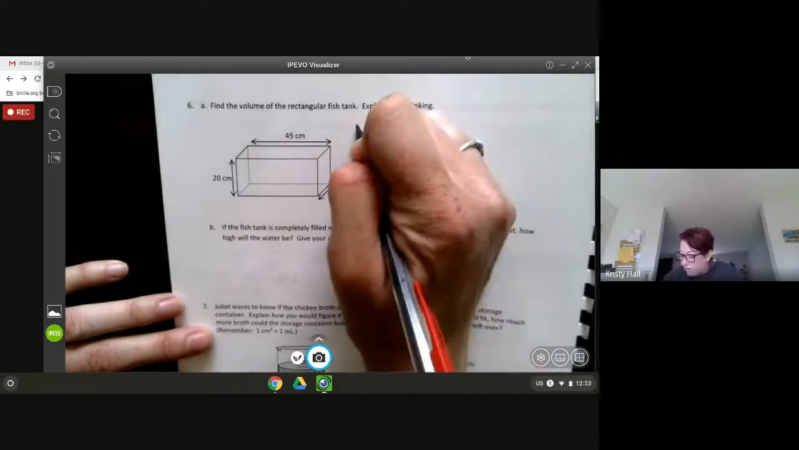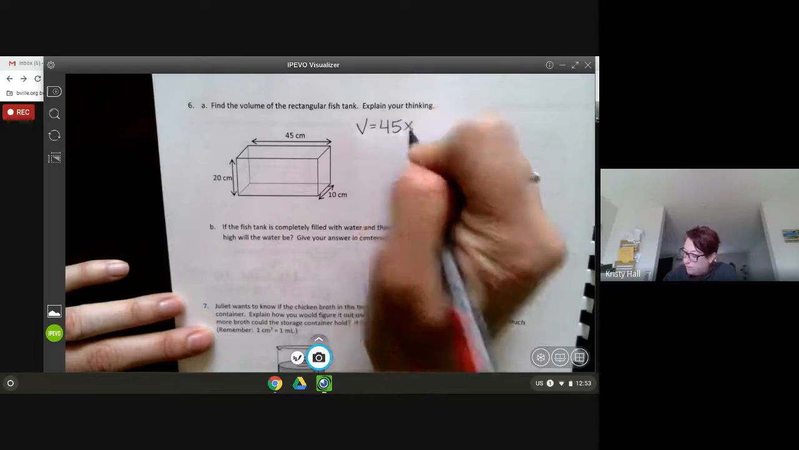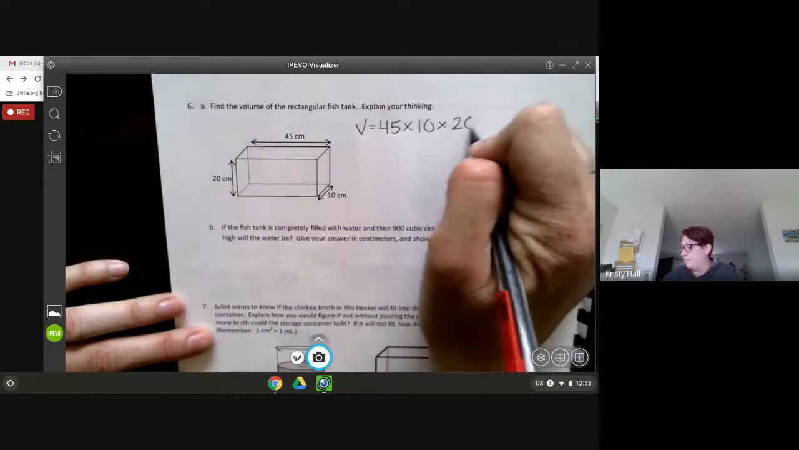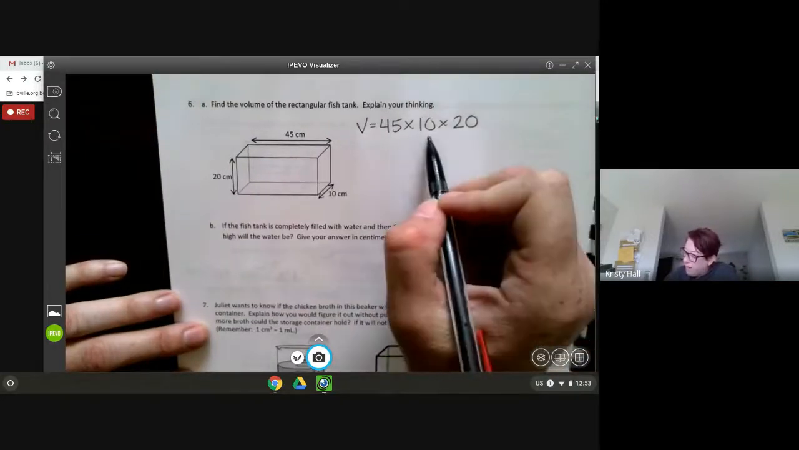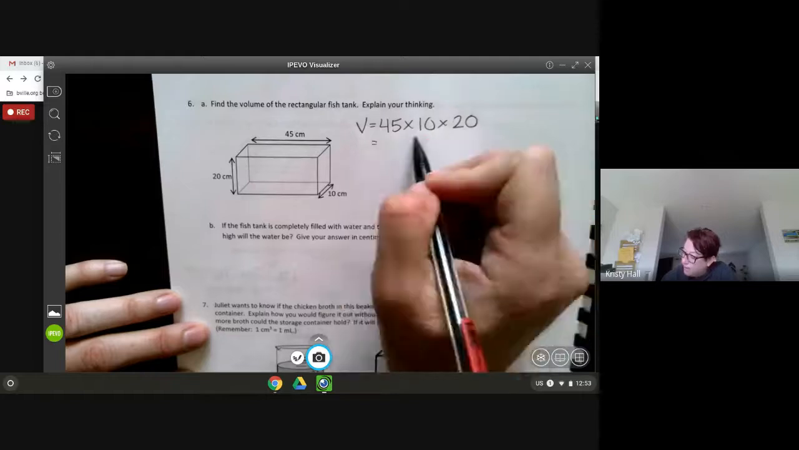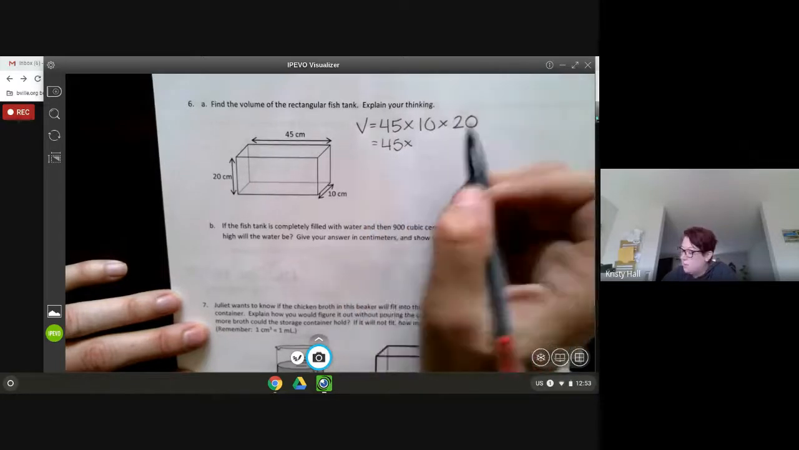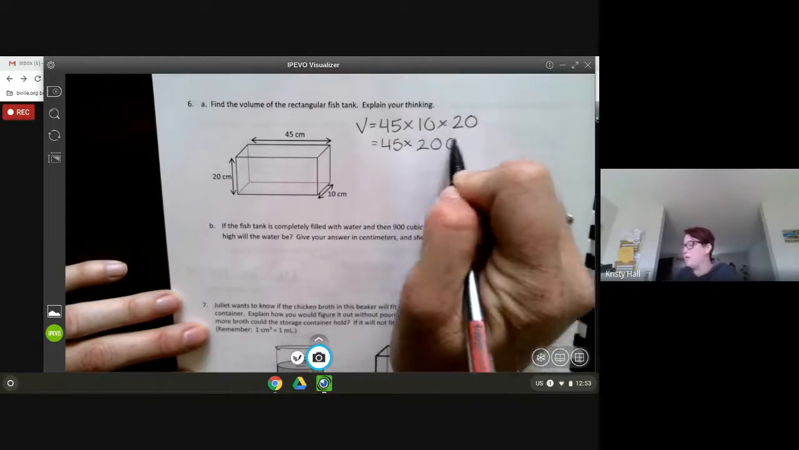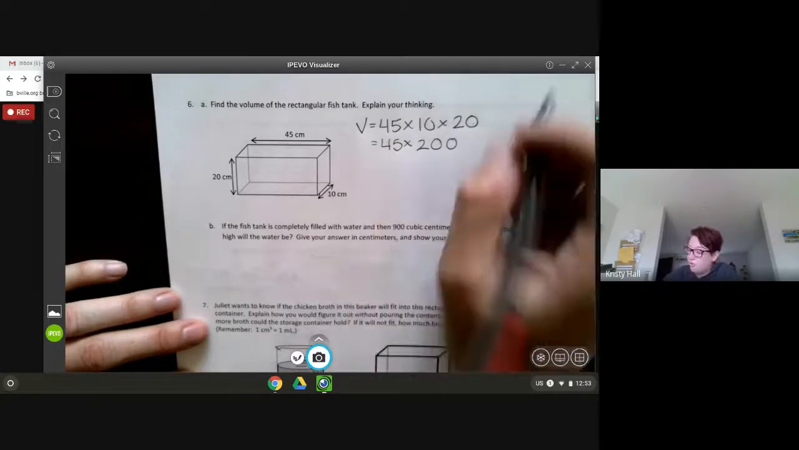So we're just solving for the volume, which is length times width times height. So I'm going to look for things I can easily combine. I know that 10 times 20, that's an easy one to combine because of the zeros. So 1 times 2 is 2, and then the 2 zeros. Then I'm multiplying 45 times 200.